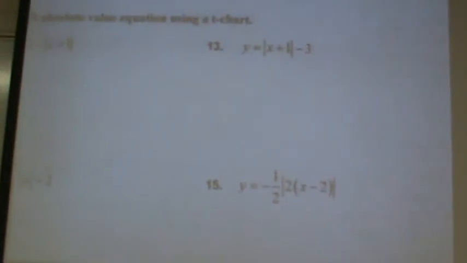Now 12, 13, and 14, we're not gonna do 15. Cross out 15, we're not doing that one. Number 12, we're not gonna even use a T-chart. We're just gonna graph it quickly. How do you graph number 12? We're graphing 12, 13, and 14, quick.